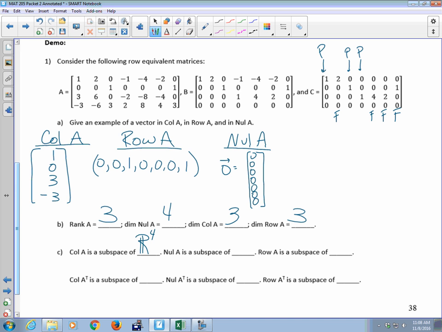How about the null space? Subspace of R what? 7, yes. Because remember, the null space is things that get sent to 0. So things you would multiply by to get 0, and you can only multiply a 4 by 7 matrix by a 7 by 1 vector.